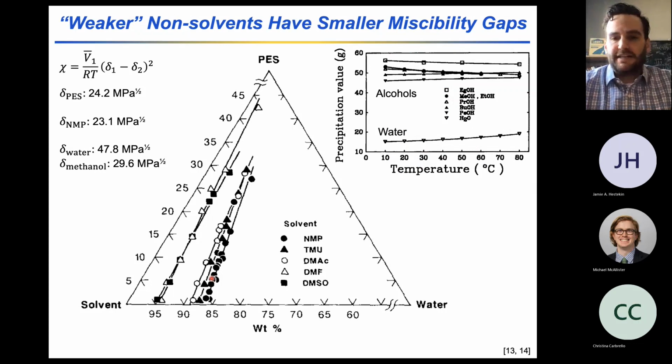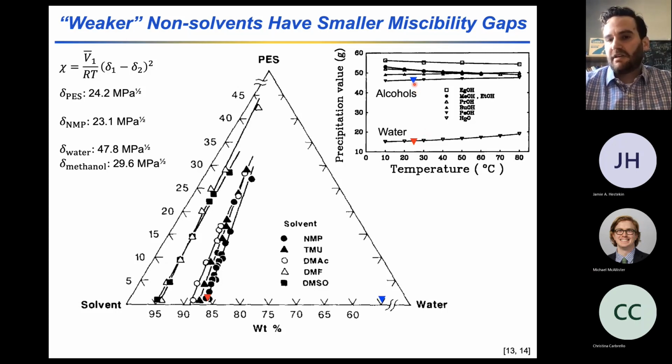Another thing to point out here is that the choice of the non-solvent will also affect the position of this miscibility gap. To highlight that, I'll draw your attention to this plot in the top right corner. The precipitation value is just the amount of a particular non-solvent that had to be added to a casting solution in order to reach the cloud point, right? And this study examined that as a function of temperature. But I'll point out that about 15 grams or 15% of the casting solution needed to be non-solvent or water in order to hit the cloud point for NMP and polyether sulfone.